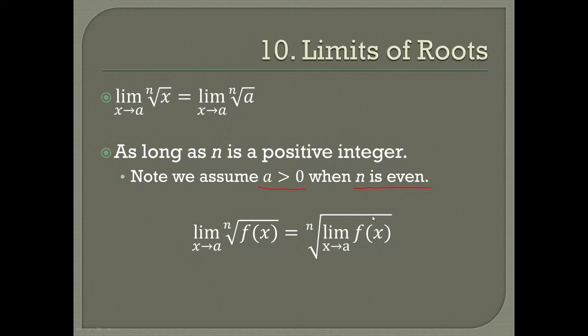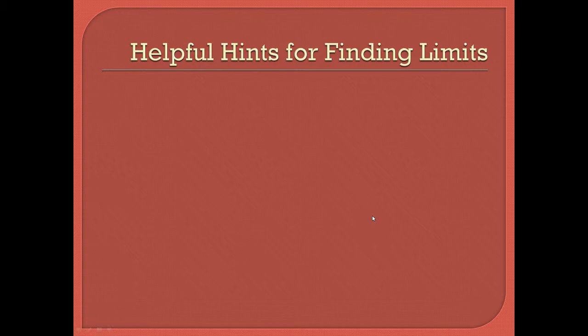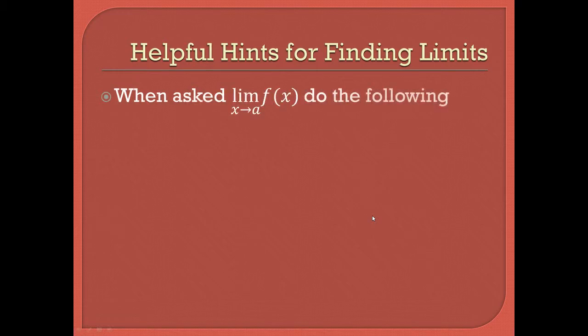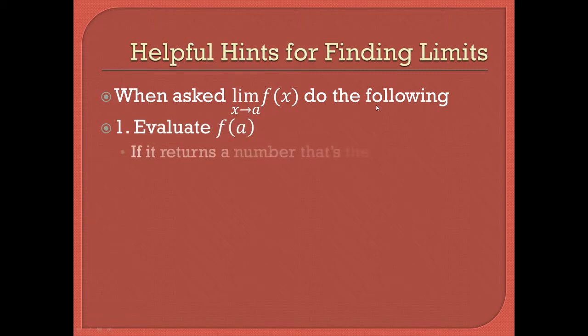helping us calculate limits. Now, here are a couple of helpful tips for calculating limits. When asked to find the limit as x goes to a of f of x, it's usually helpful to do the following in this exact order. The first is to evaluate f of a. So take whatever function you're trying to find the limit of and just plug a in. If it returns a number, that's going to be the limit. If it doesn't, a couple of things usually happen.